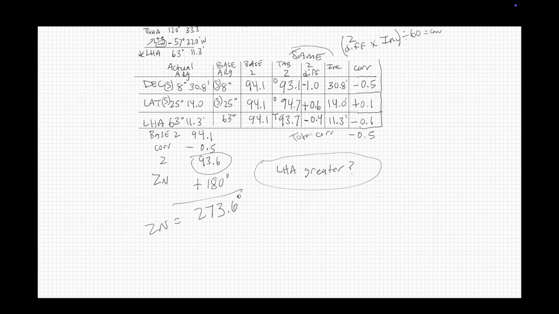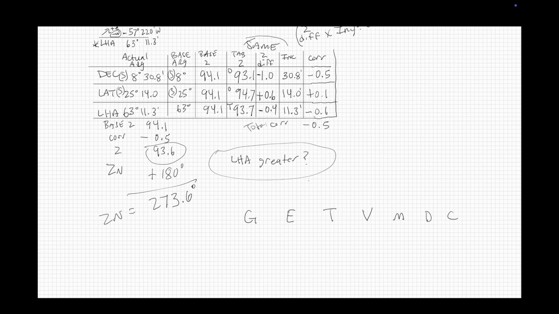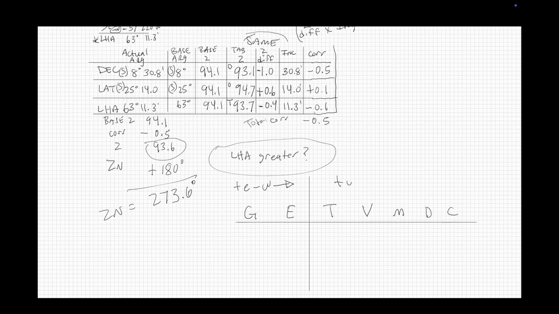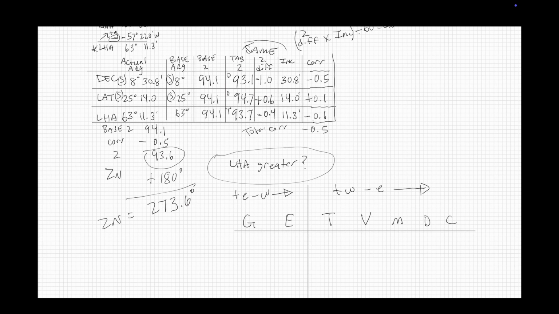Now the last thing is G. Here we go. G, right? E, T, V, M, D, C. Let's separate it. This is plus east, minus west; plus west, minus east. And the way I learned this is True Virgins Make Dull Companions. My apologies once again. That's how I learned it. I learned it from a sailor, okay?